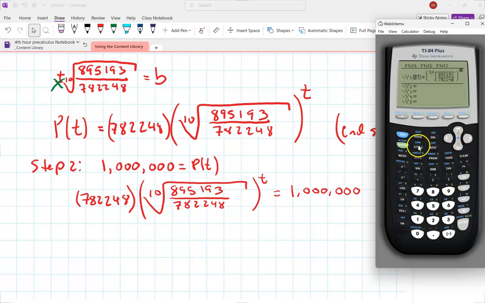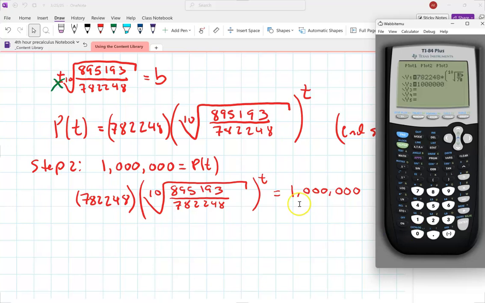And then I'll have the x. And the other side is going to be 1, or the y2 is going to be 1 million. So far, so good?